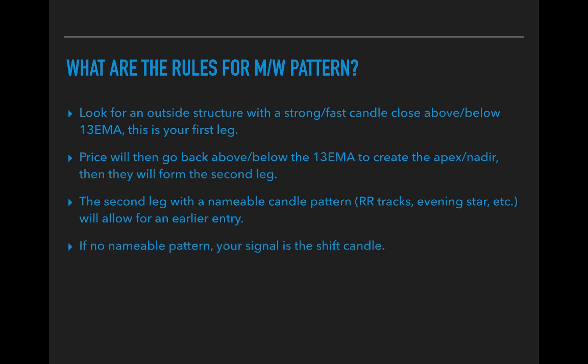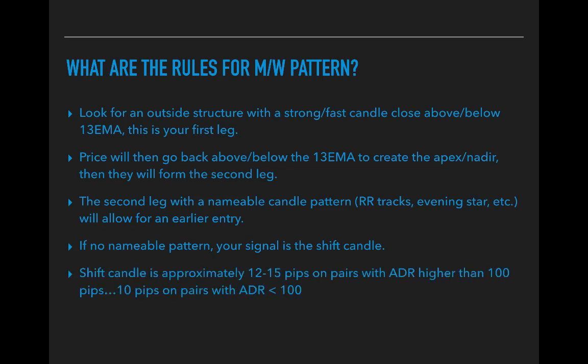But if you don't have a nameable pattern for your second leg, the signal is going to be the shift candle, when you see that shift candle form. That shift candle is approximately 12 to 15 pips on pairs with an ADR greater than 100, and about 10 pips or less on pairs with an ADR less than 100. I'll show you that on the chart also. If you want to wait for a one-third pullback on that shift candle, you can get a discounted entry and a tighter stop loss for that trade.